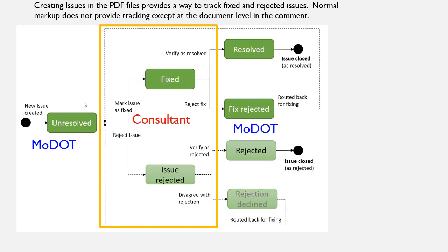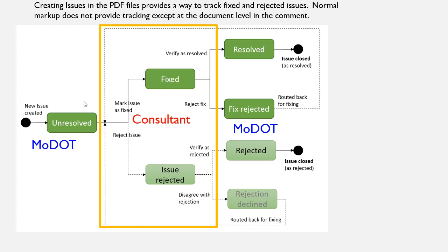If you watch the first presentation, you'll know that issues can be created in the PDF files and share. Issues can also be created in the PDF files received from the consultant in ProjectWise Deliverables Management. Creating issues in the PDF files provides a way to track issues and are also part of the audit trail. Issues in Deliverables Management work like regular issues resolution, except status is different.